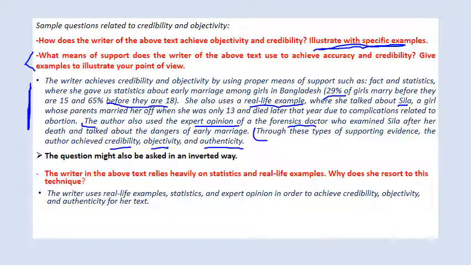Okay, remember we are taking an official exam this year. The question might also be asked in an inverted way, which will make your job so much simpler. If they were to ask you, or if I were to ask you, the writer in the above text relies heavily on statistics and real-life examples, why does she resort to this technique? You would say the writer uses real-life examples, statistics, and expert opinion in order to achieve credibility, objectivity, and authenticity for her text. They are all written in a single sentence, and this is just your standard answer for such a question every time.